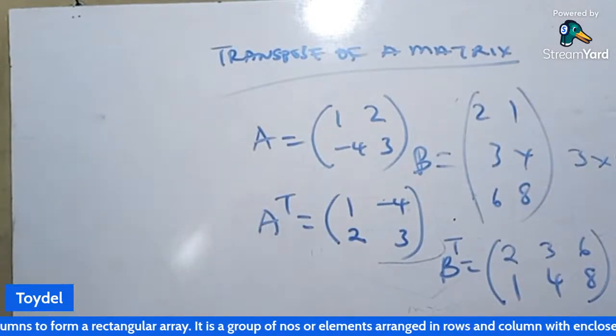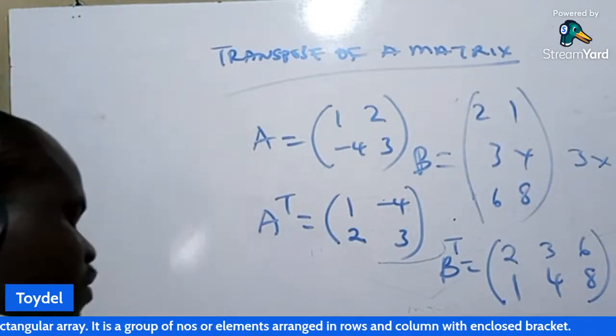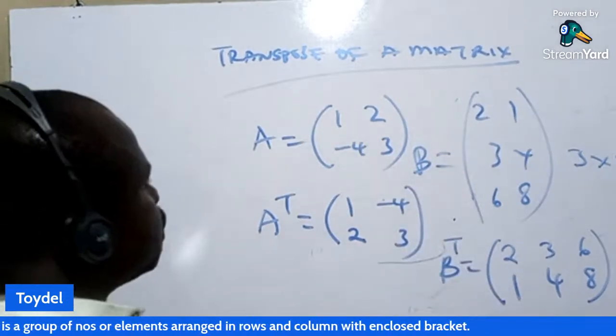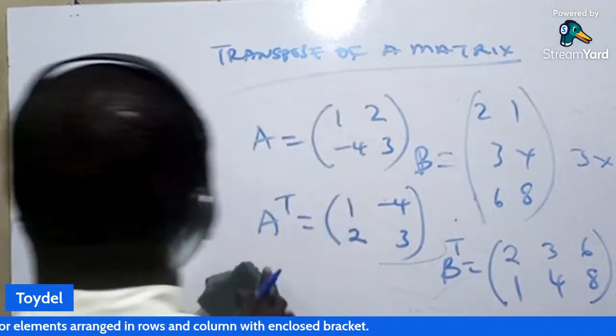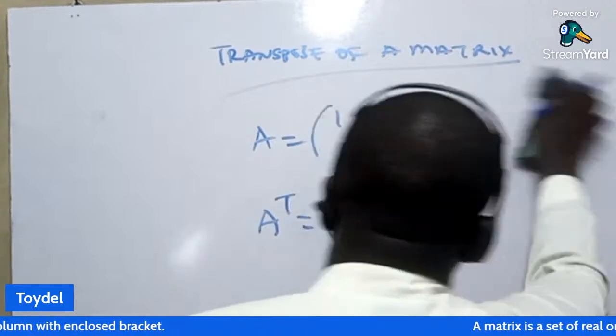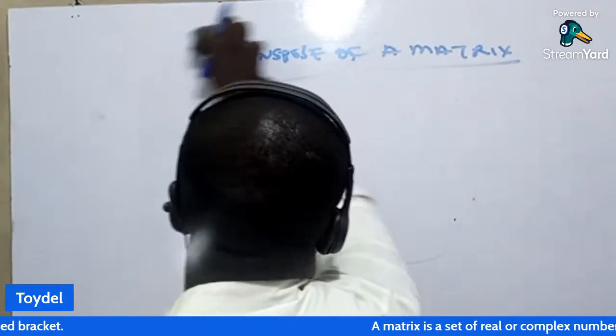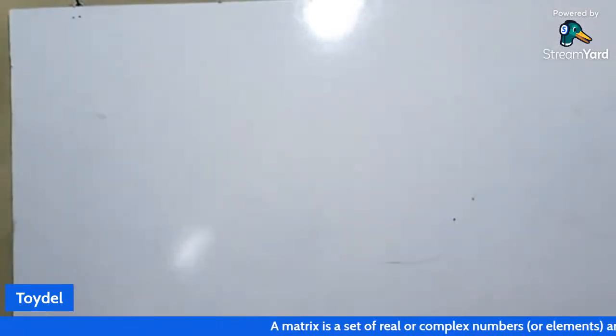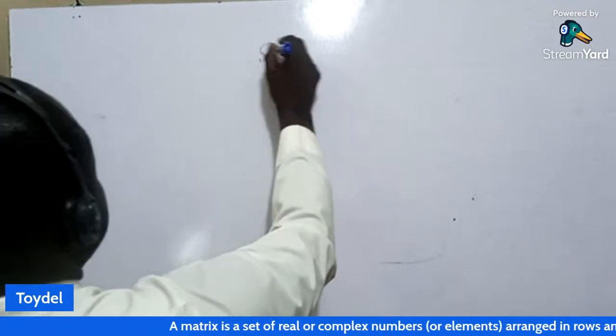So if you want to transpose a matrix, just interchange rows to columns. That is the implication. And there are some properties. We are going to make use of the transpose of a matrix when we get to how to find the inverse of a matrix. So let's talk about special matrices.